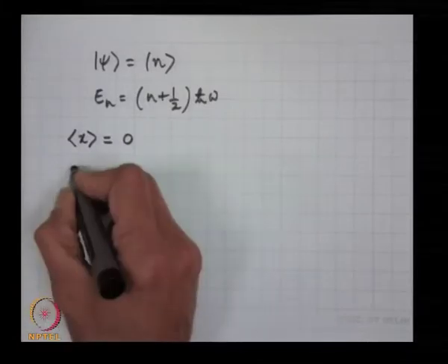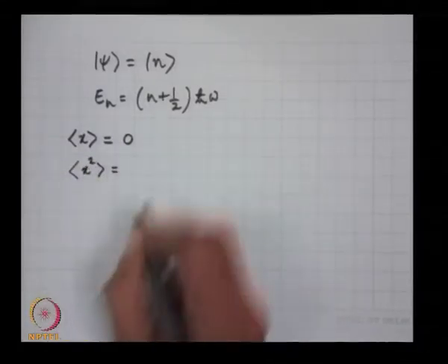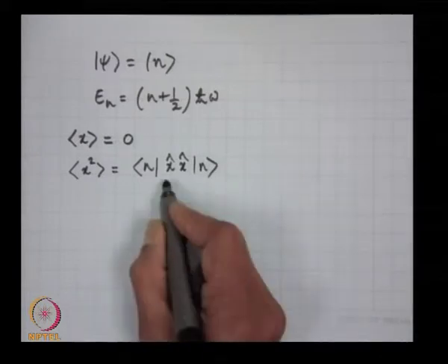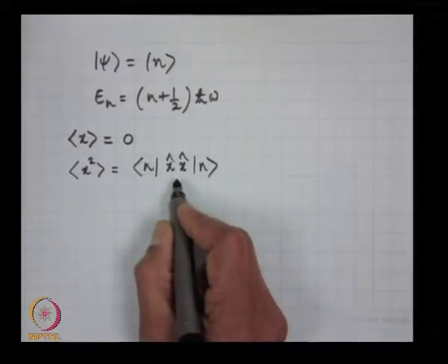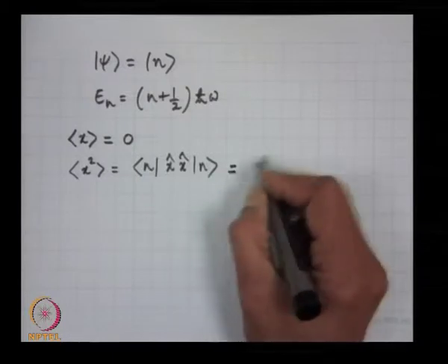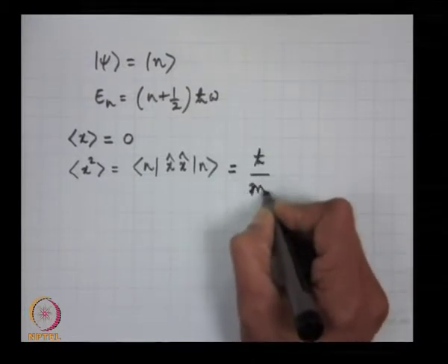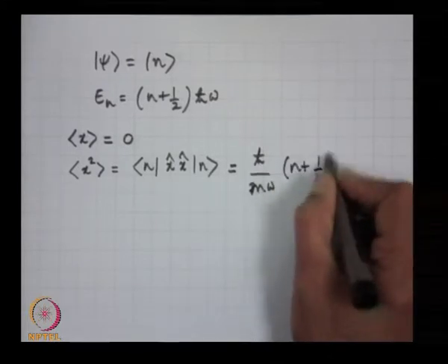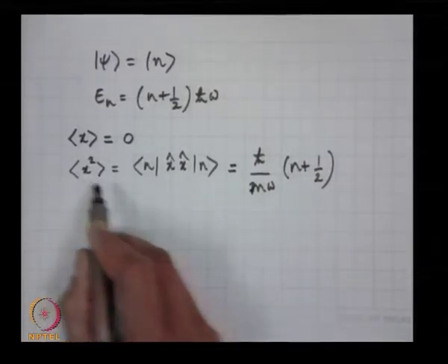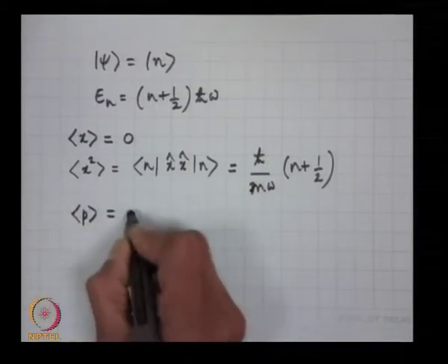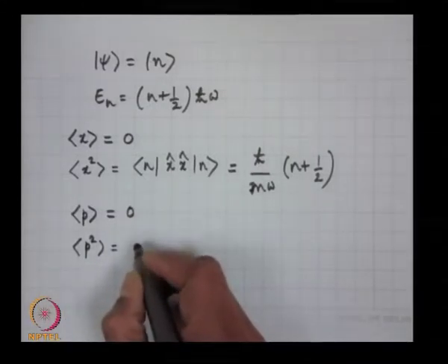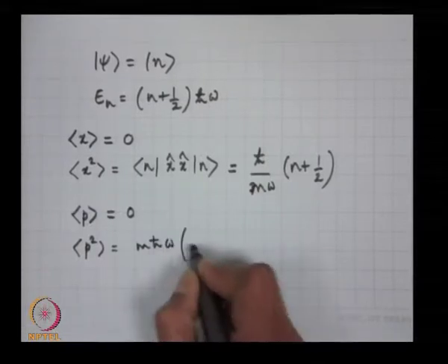this is zero. Expectation value of x is zero. For x squared, I have to calculate <n|x x|n>, so I substitute x cap in terms of a and a dagger. Would this be zero? This will not be zero. So let me give you the value: x squared expectation value is h cross by m omega into (n + 1/2). Expectation value of x is 0, expectation value of x squared is so much. Similarly, expectation value of p is 0, and expectation value of p squared is m h cross omega into (n + 1/2).